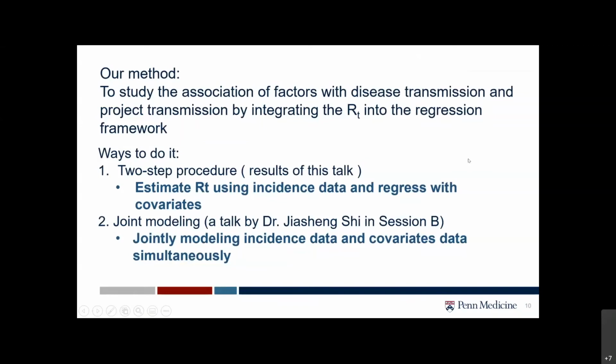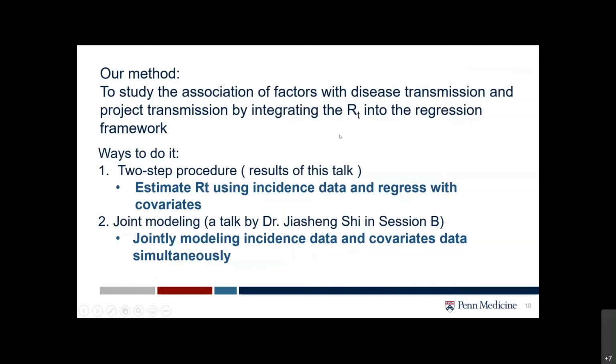A very simple strategy is just to do a two-step procedure. We can first estimate the RT using the data instance. And then based on that estimated RT, we can regress that on the factor, the covariate of interest. And the other option is that we can jointly model both the data instance quantified by this RT, and also the association between those factors and the RT.